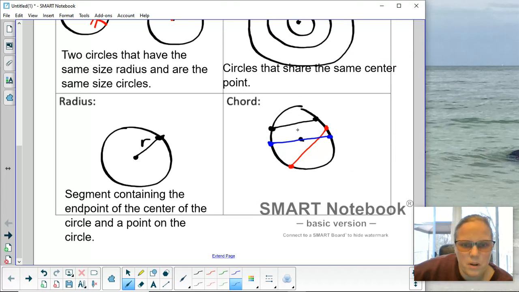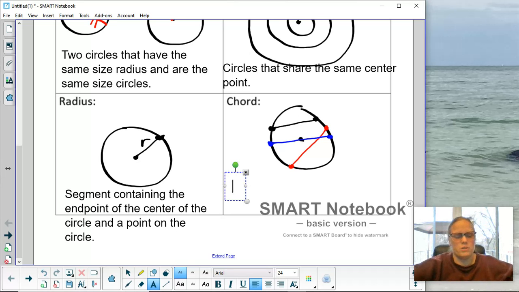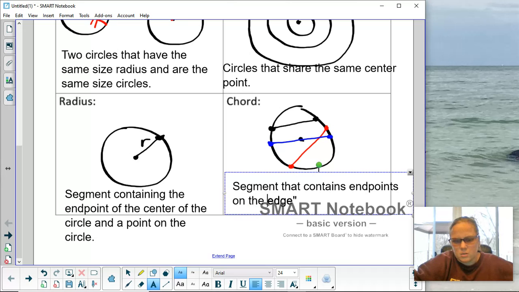All right, now when we're looking at our chord, remember it has to touch the endpoints on the edge of the circle. But even if it goes through the center of the circle, we're not going to include that point as one of the points when we name the chord. So, a segment that contains endpoints, points on the edge, and I'm going to put "edge" in quotation marks because there's not really an edge on a circle, but that outer rim, I guess you could say, contains endpoints on the edge of the circle.